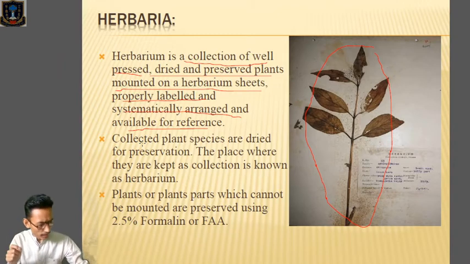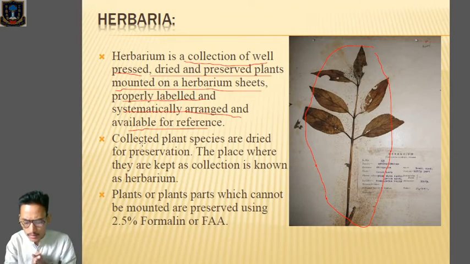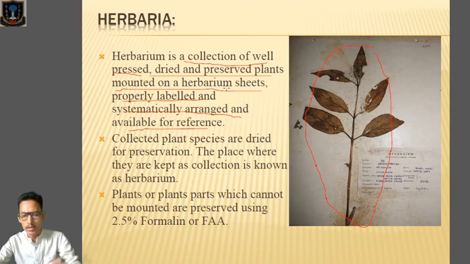Clear? Then after being well pressed and well dried, we go for mounting and labeling. Mounting means we'll place the dried plant on a herbarium sheet, and after mounting the plant on the herbarium sheet, now we will write.